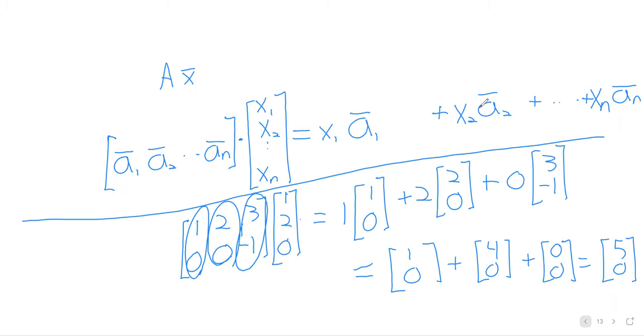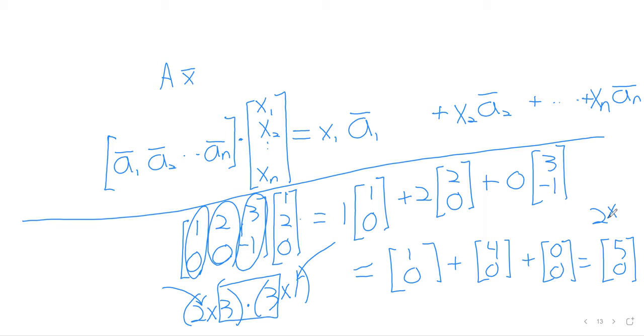So going back to this example, well, it's kind of cramped, but we had a 2 by 3 matrix times a 3 by 1 vector. Those threes matched, so we were able to do the multiplication. And that 2 and that 1 are reflected by the fact that this is a 2 by 1 vector.